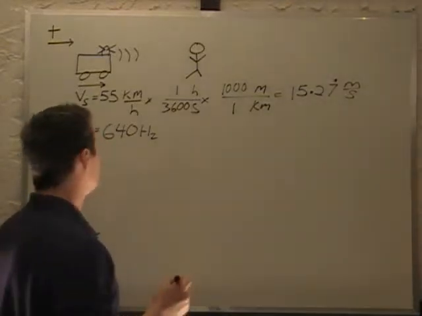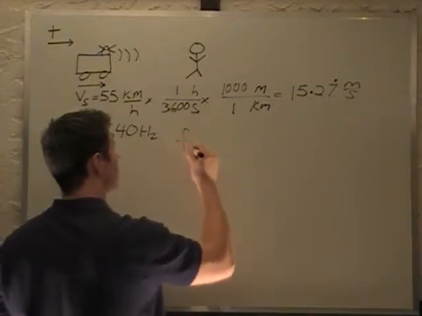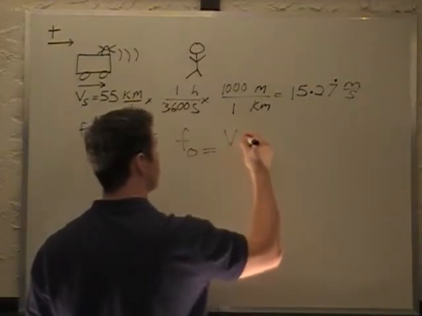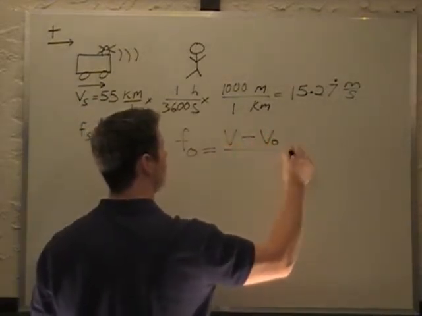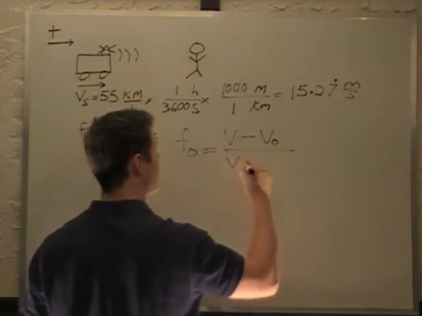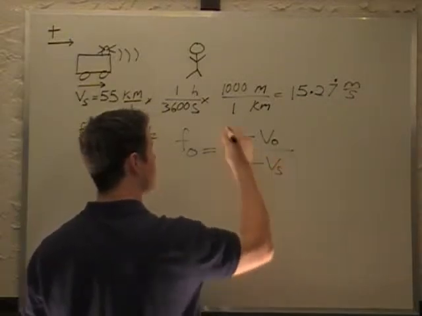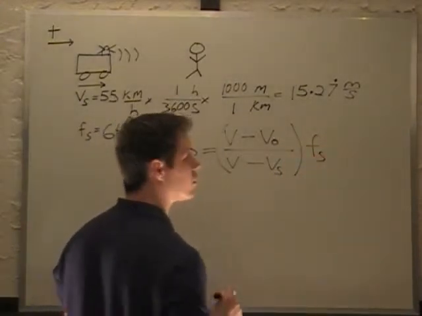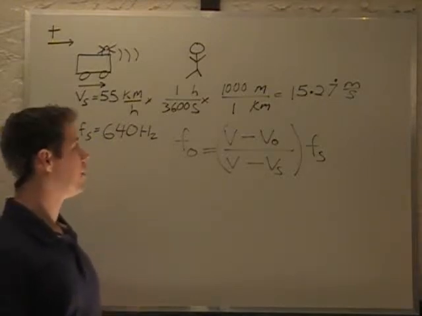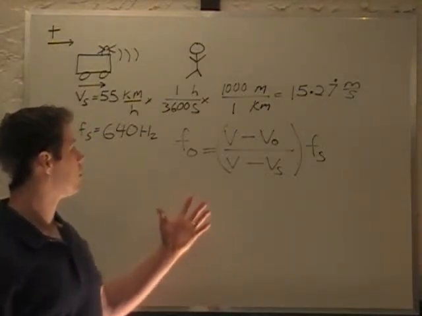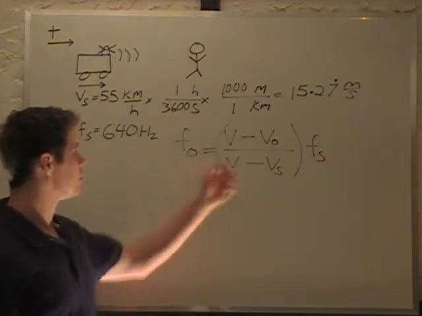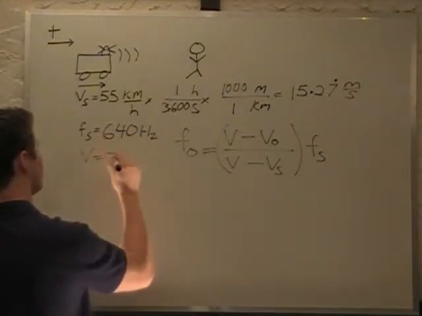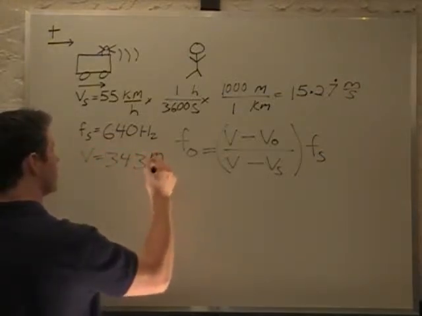Okay, so now we just got to do our frequency Doppler shift formula. Observed frequency equals velocity of sound minus the observer's velocity, divided by velocity of sound minus the source velocity, times the source frequency. So all we have to do now is solve for what we don't know, our observed frequency. And so we just got to plug in all of our knowns. Now, velocity of sound, if not given, is always assumed to be 343 meters per second.